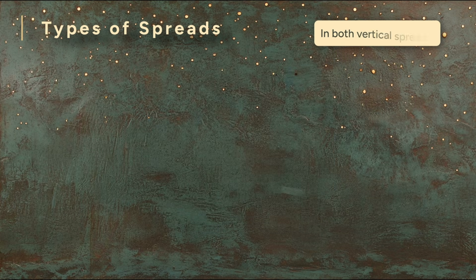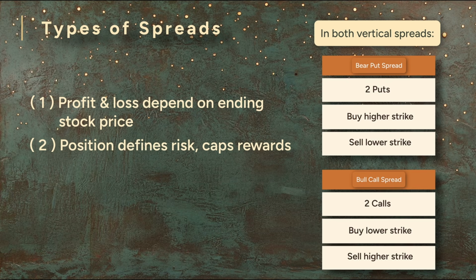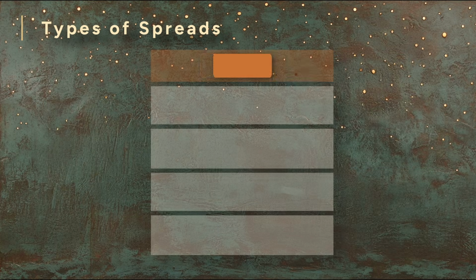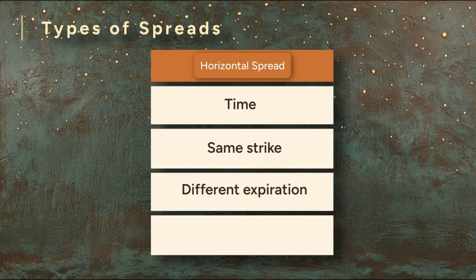In both cases, your profit and loss depend on where the stock finishes relative to those strikes. The position defines your risk and caps your reward. Tight control over the price axis. A horizontal spread is about time. You're not betting on direction, you're betting on decay. Both options share the same strike but have different expirations.